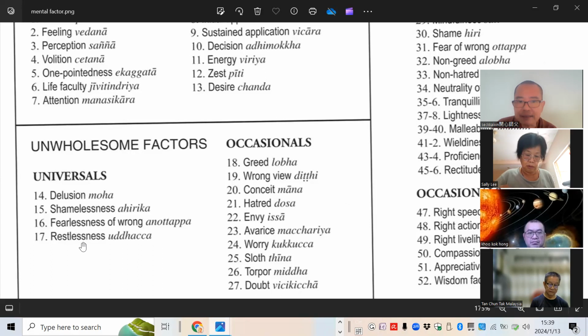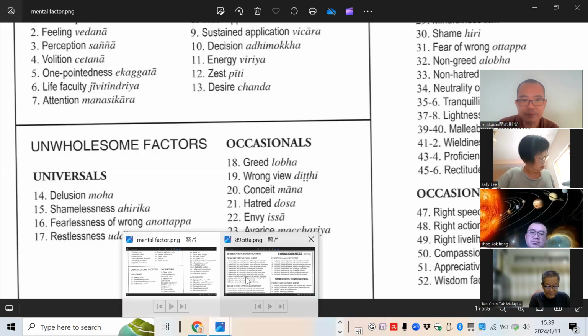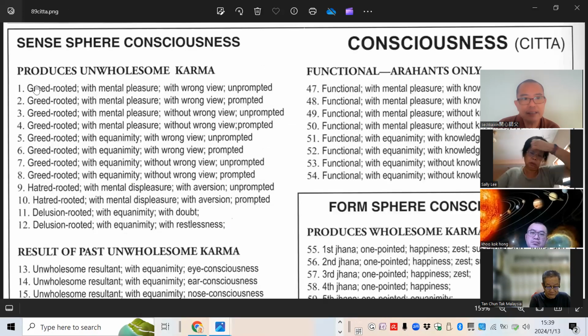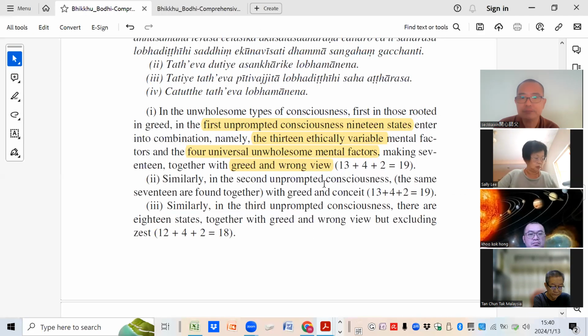Okay, and then here let's take a look at the occasional. You see in occasional, greed must be there, wrong will must be there. Why? Class, let's take a look. Now you see here, greed rooted, so must have greed, right? Then with wrong will, there must be the wrong will there. So here we get the calculation. Let's take a look. 13, 4, 2, and get 19.